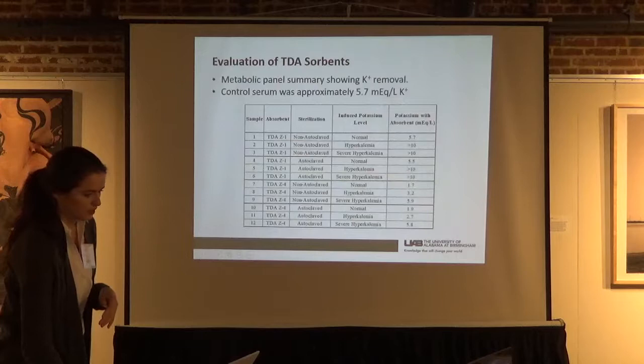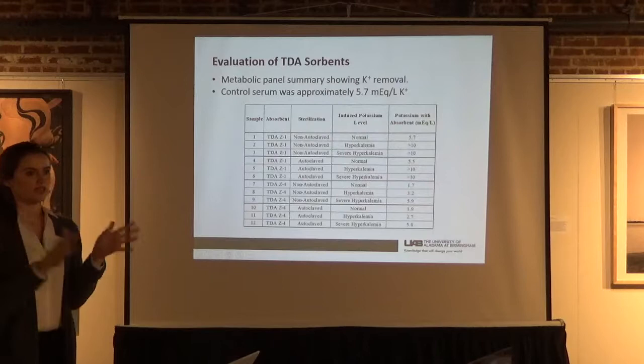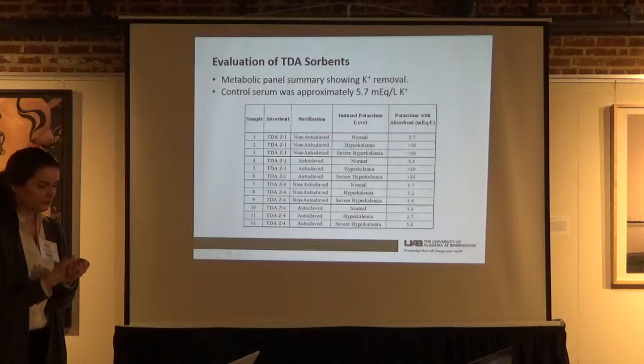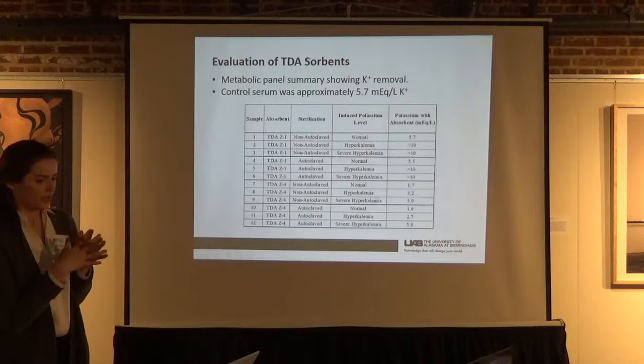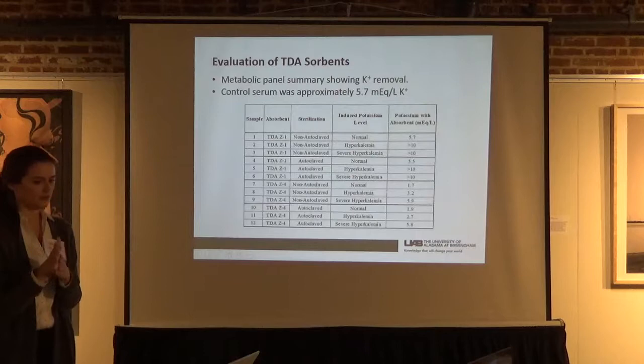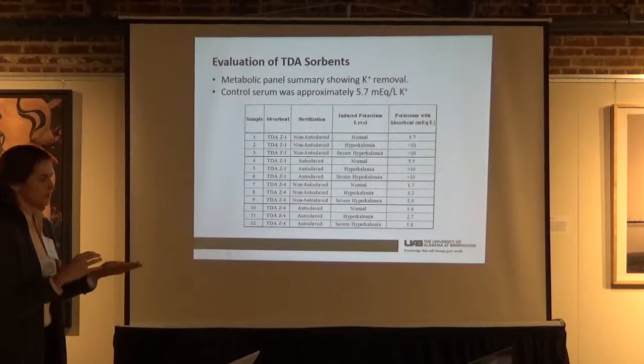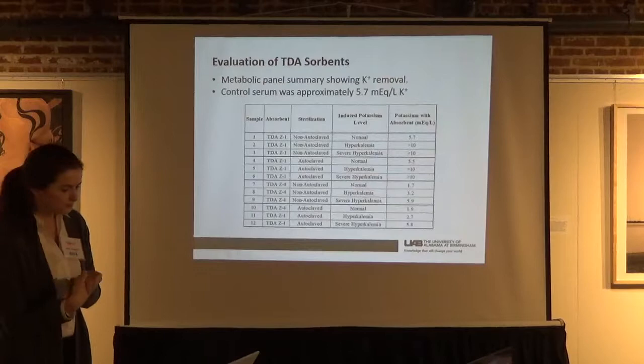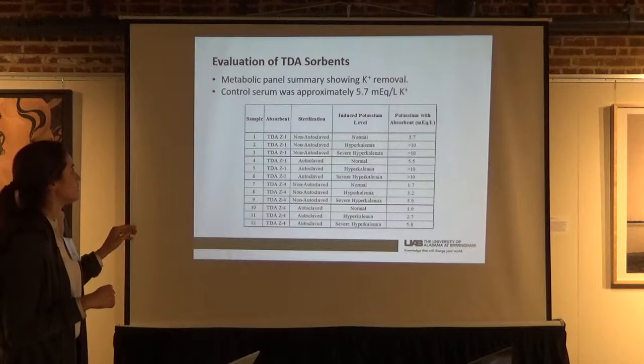TDA did some initial experiments and prioritized those 8 sorbents into 2, Z4 and Z1, and selected those for initial evaluation. For this first experiment, we spiked serum with varying concentrations of potassium for normal, hyperkalemic, and severely hyperkalemic levels, and conducted comprehensive metabolic panels to look at all the ions you typically see in a clinical setting. But I just showed the potassium results up here. From this, we could gather that the control serum was about 5.7 milliequivalents per liter. That is slightly above normal, but for our sake, it's normal.